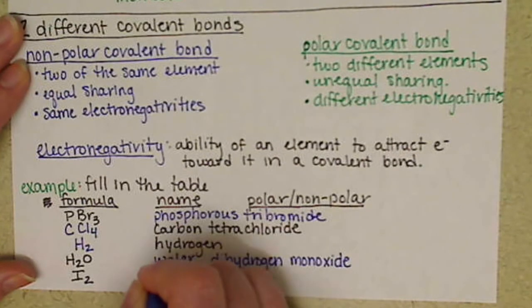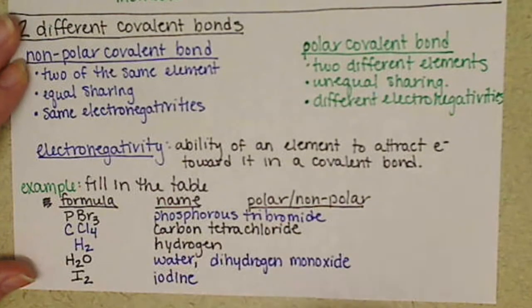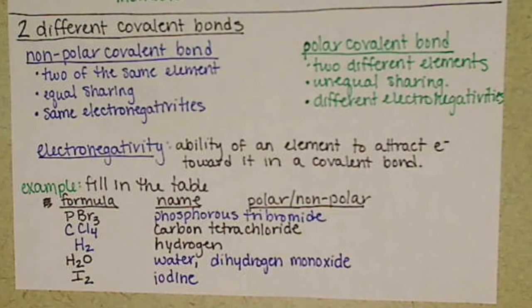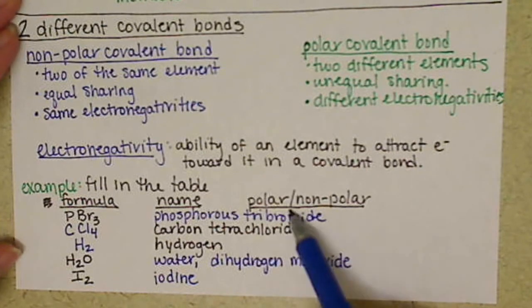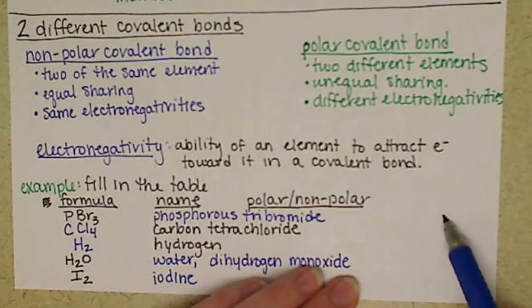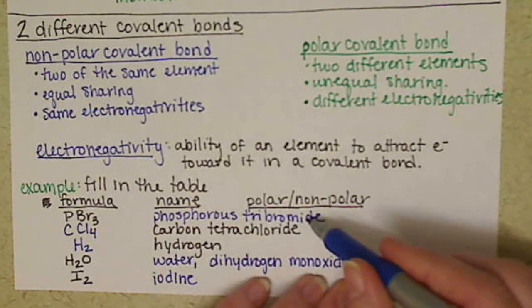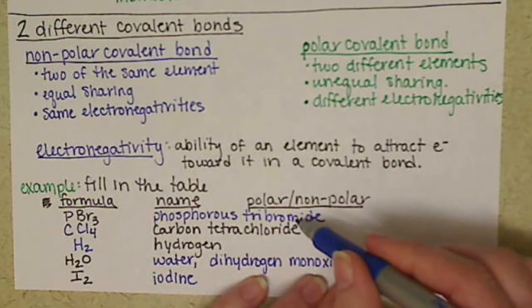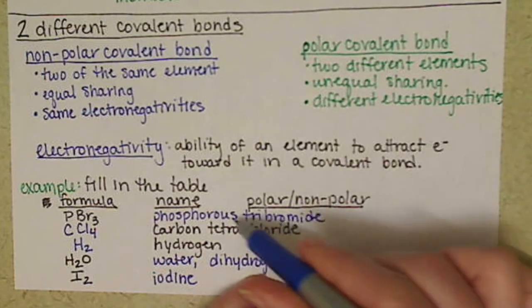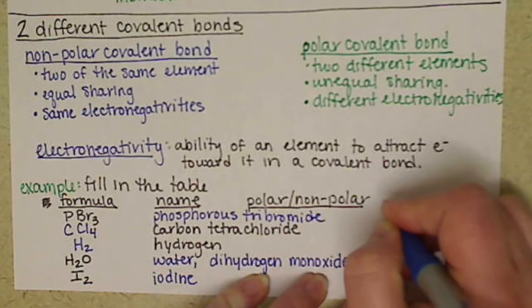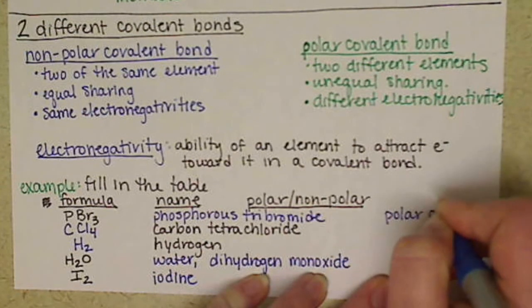And I2 is going to be iodine. Okay, it does not have a di in the name, nor does it have the IDE ending, and that's because it is one of our diatomics. Now as far as polar versus nonpolar, I'm going to shift that over here. Ran out of room. Okay, phosphorus and tribromide, so we have bonds between the phosphorus and the bromines there. Okay, two different elements, so this will be a polar covalent bond.